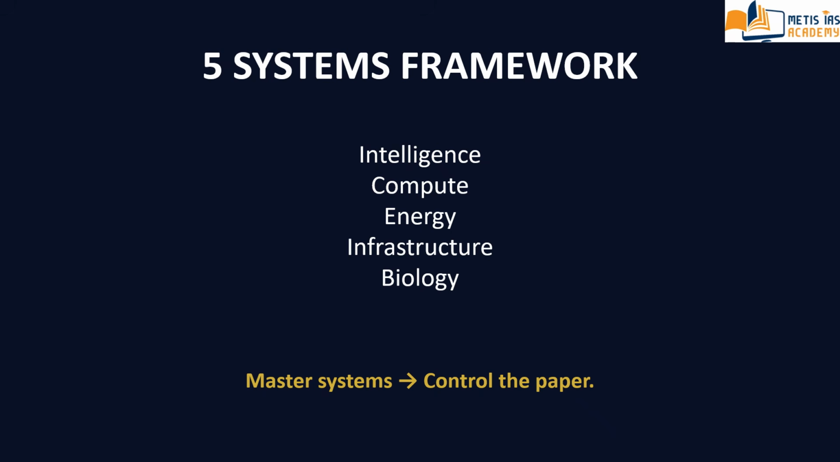Now let us solve the problem. How do we reduce confusion through systems? According to the Metis approach, most high value science and technology themes for UPSC can be organized into five major systems. What are they? System 1 Intelligence, System 2 Compute, System 3 Energy, System 4 Infrastructure, and the final system, the fifth system, Biology. Now, why is this framework powerful?